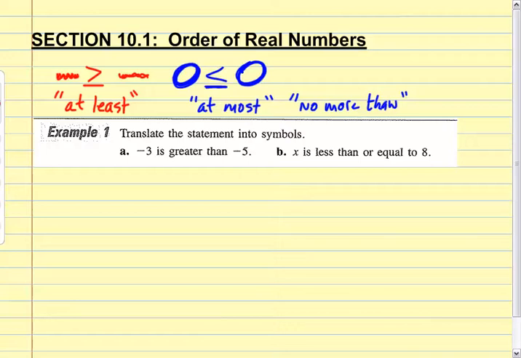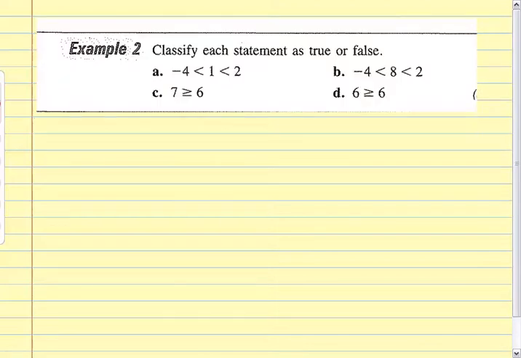So if you look at example number 1 here, it says, translate the statement into symbols. -3 is greater than -5. So, -3, and we use the greater than symbol, -5. Super easy. Over here to the right, x is less than or equal to 8. Simple enough. Just keep that in our heads. We're going to practice graphing these things too. So let's look at this next example. Some simple stuff here.